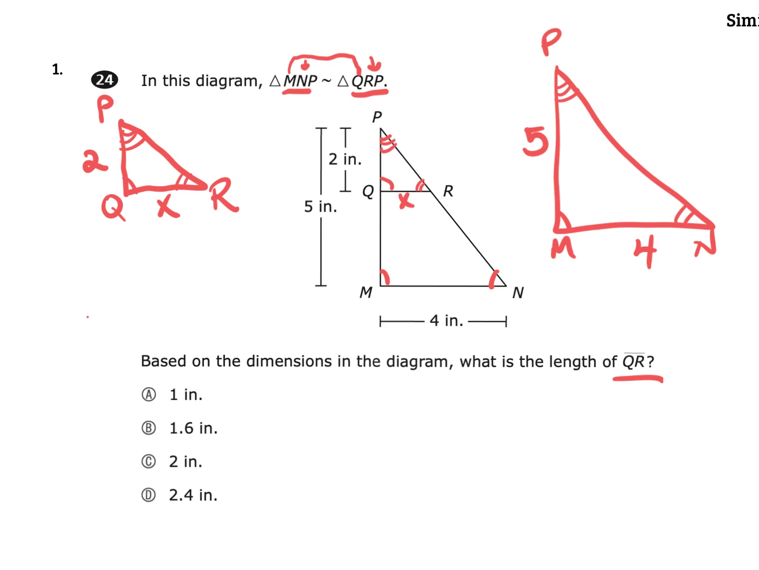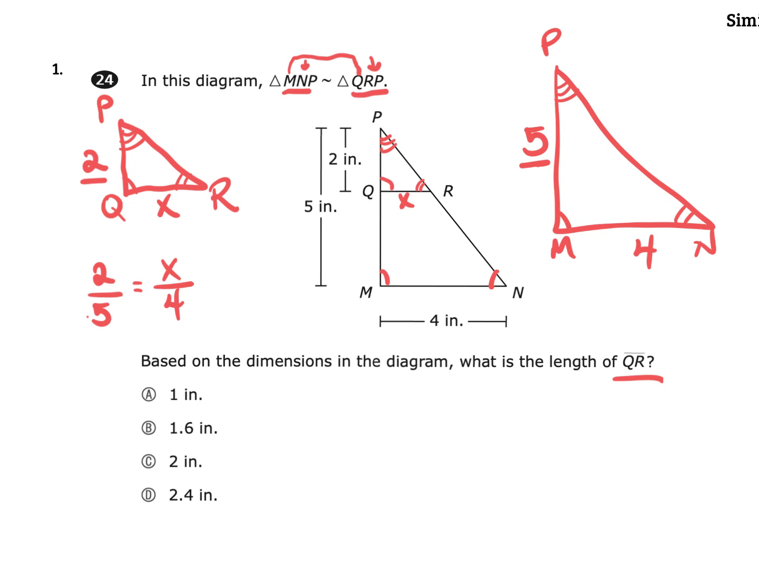Okay, so the easiest way would be to find the scale factor between PQ and PM, so that means 2 is to 5. Now, if we divide 2 divided by 5, and then X is to 4.